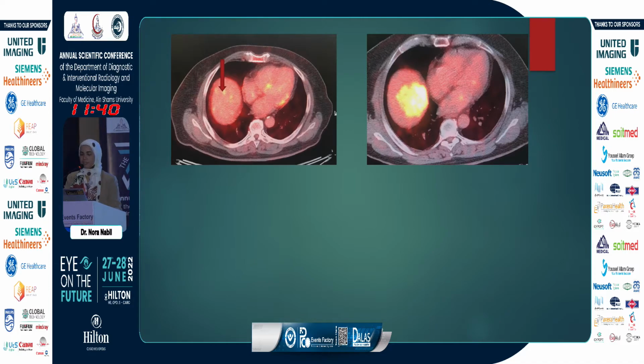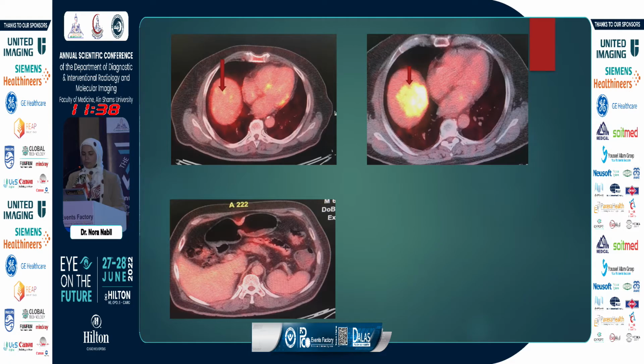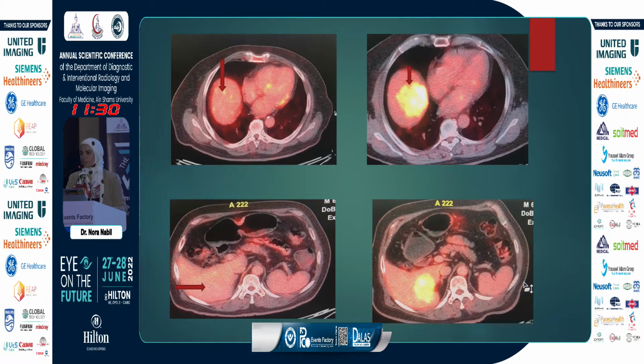The same patient with other cuts of the liver. We also see in the initial study there are no focal lesions. In the follow-up study, a new focal lesion of the liver is detected with avid increased SUV max of this hepatic focal lesion.